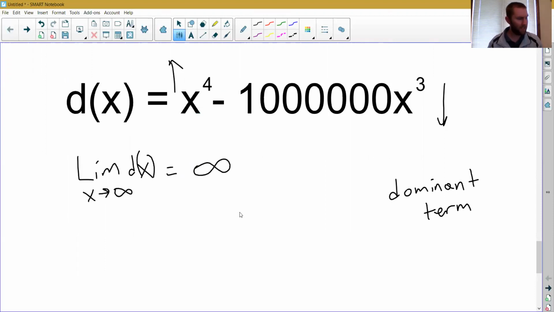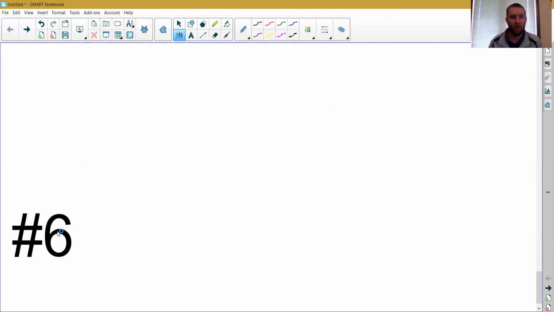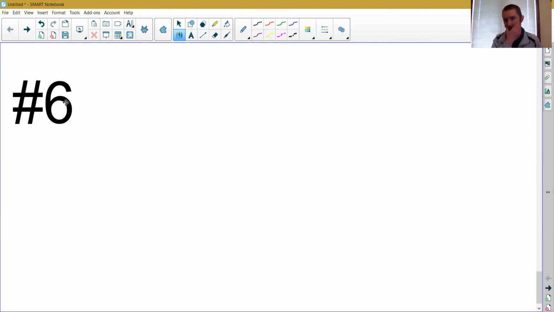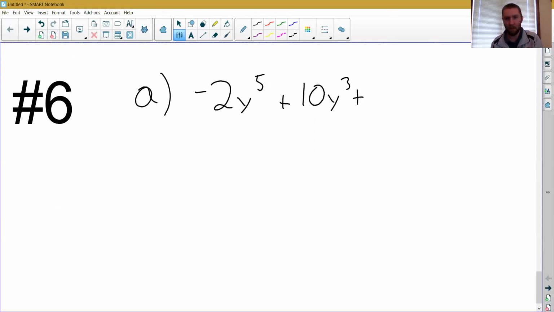Now, number 6 in section 811 asks us to look at a bunch of polynomial functions and determine what is the dominant term. Okay, and not only that, but we're also going to talk about the limits as x approaches infinity, and we're going to use letter A as our example. Okay, I'm going to do letter A, and then you guys are going to do B, C, and D. So for letter A, it says negative 2y to the fifth plus 10y to the third plus 400y. And they're asking us which of these is the dominant term. Okay, which of these is the winner of the race to infinity?